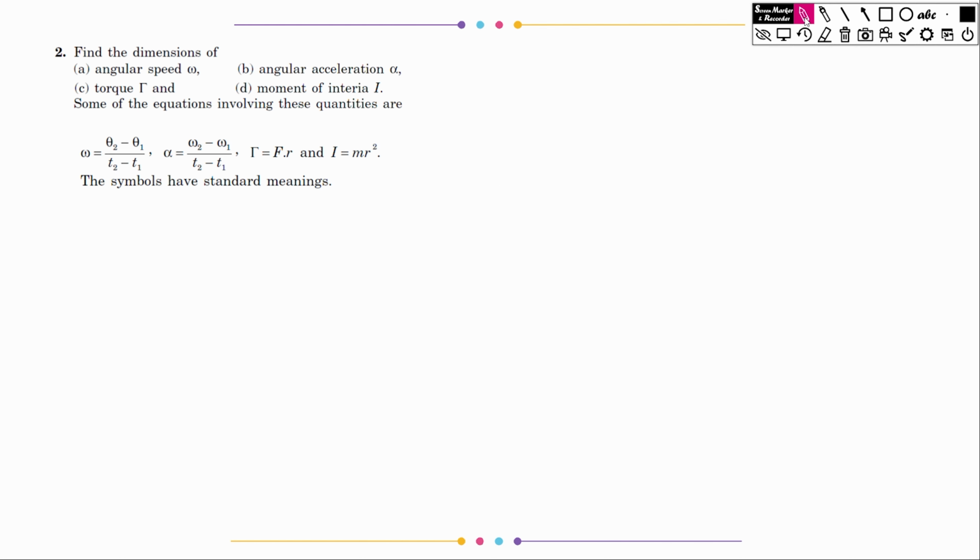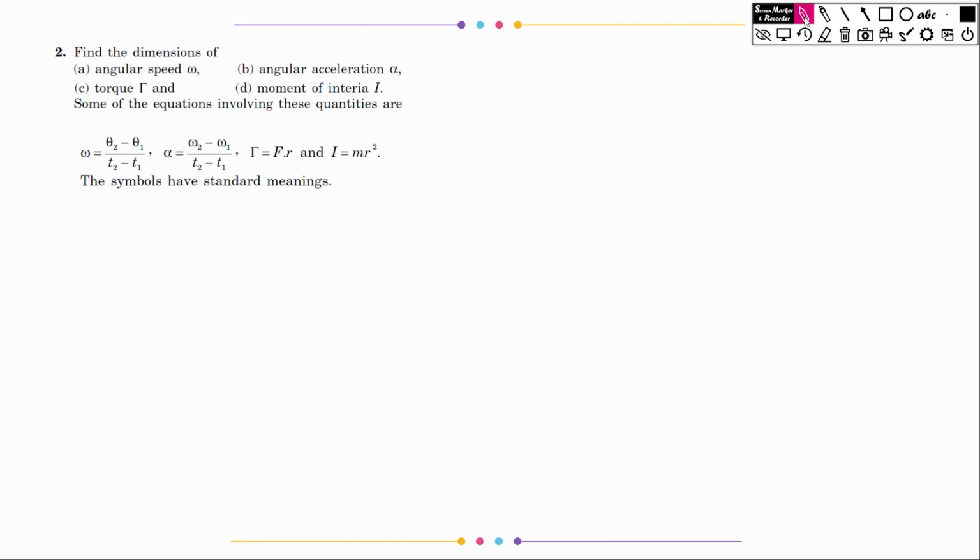Next problem is also similar to the previous problem, where we have to find the dimensions of angular speed omega, angular acceleration alpha, torque tau, and moment of inertia, that is I. And the corresponding equations are also mentioned in the problem itself. So first we'll take angular speed. Angular speed is a measure of how quickly an object rotates or revolves around an axis. That is, the rate at which the angle of rotation changes with time.